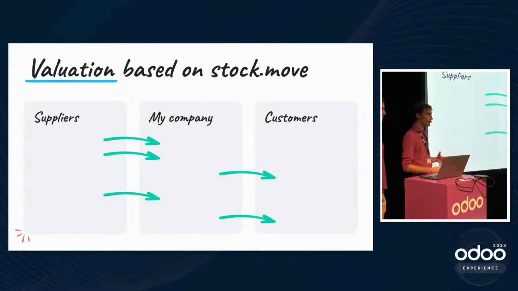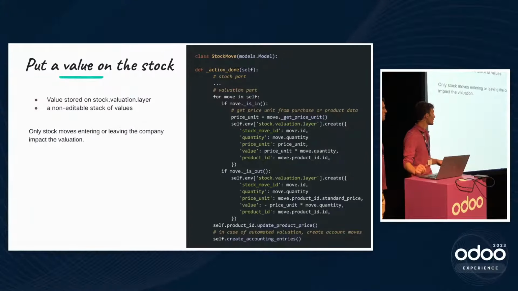So we want to get every stock move entering and leaving the company and adapt the accounting based on the value of the stock moves. So how do we do that? We have a special object, what we call the stock valuation layer. It is kind of the same as the stock move. In fact, before version 13, everything was stored on the stock move object, but we decided to split it in 2 objects because the stock move manages the stock and the layer only manages the accounting parts.